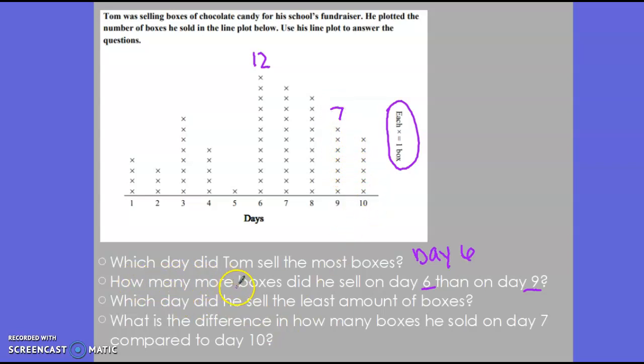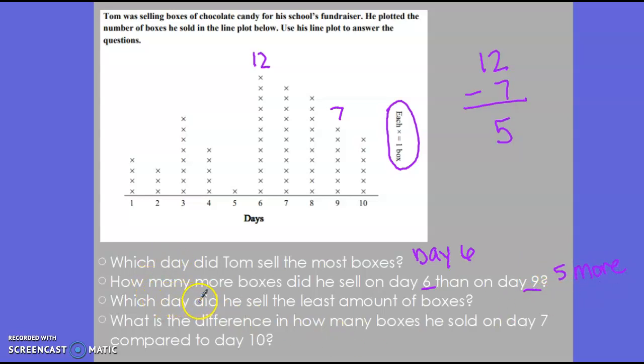So it says, how many more boxes did he sell on day 6 than on day 9? We can see on day 6 he sold more boxes than he did on day 9. But the question is saying, how many more boxes did he sell on day 6 than he did on day 9? So if I know that day 6 was more, in order to figure out the difference, I need to subtract. So I can do 12 minus 7 to figure out how many more he sold on day 6. 12 minus 7, if I were to work that out, would be 5. So how many more boxes did he sell on day 6 than day 9? 5 more.